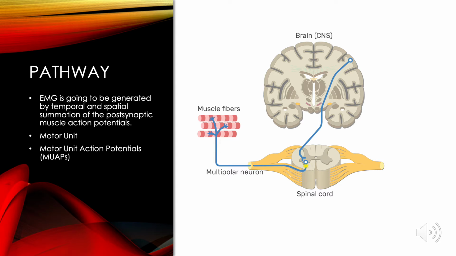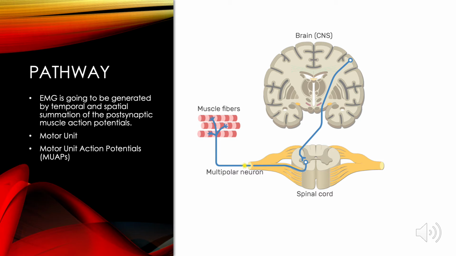EMG is going to be generated by temporal and spatial summation of the postsynaptic muscle action potentials. Now, let's remember that muscle fiber responses are going to be all or none. And then the whole muscle response is going to be dependent on the number of excited muscle fibers. Now, unlike our motor evoked potential pathway, we're just going to really be looking at the part that starts at the level of the lower motor neuron, as you can see on the figure on the right.